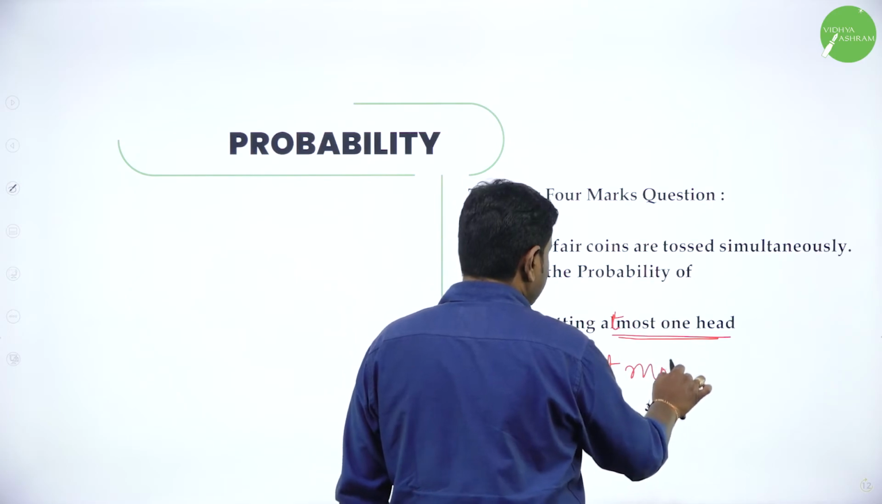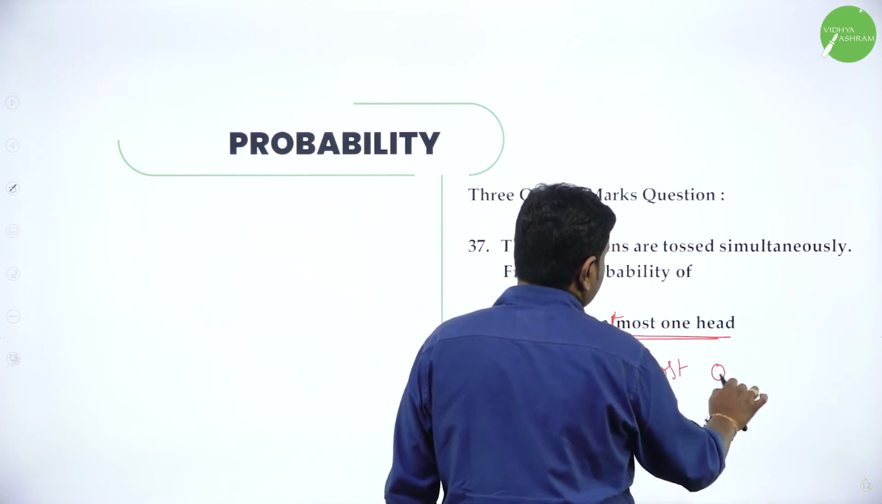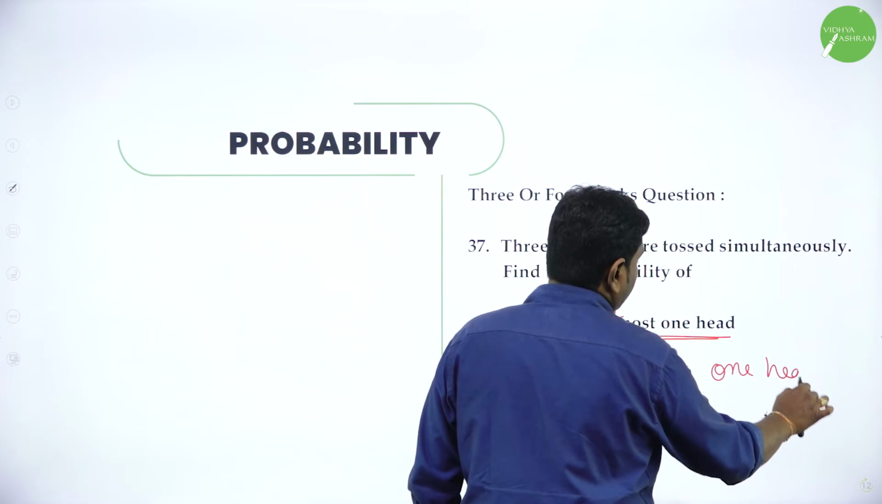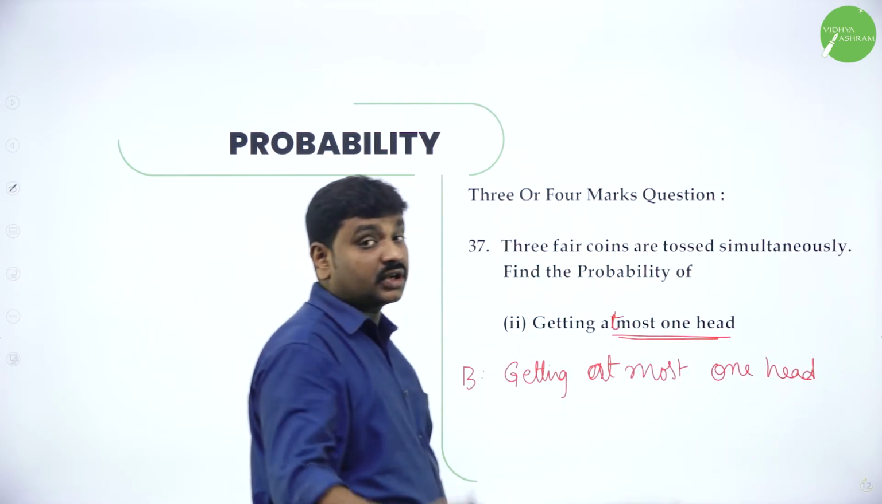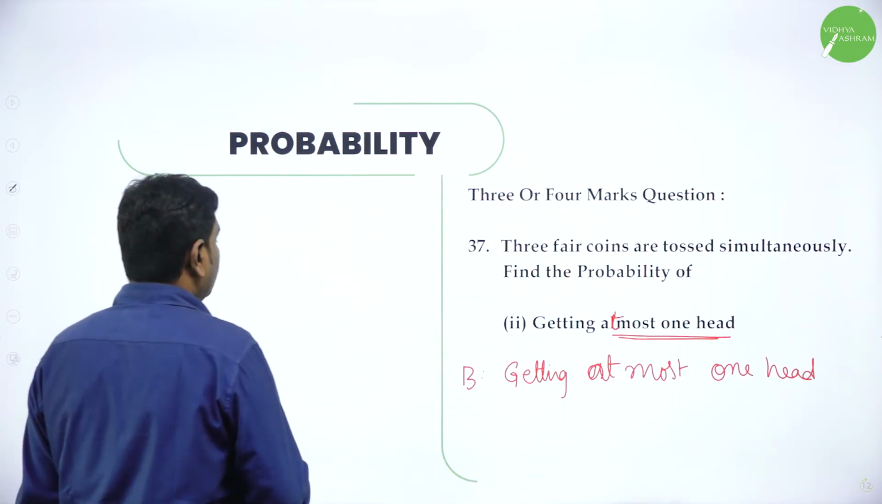What is meant by at most? Maximum one head. At most one head means what? You may get one head or less than that. You cannot get more than one head. So what are the outputs?